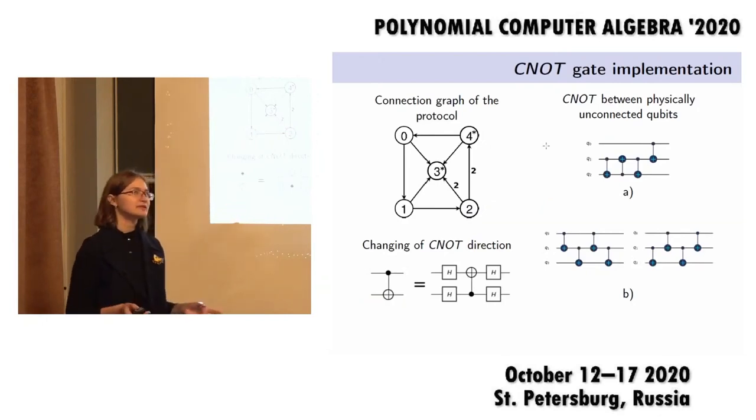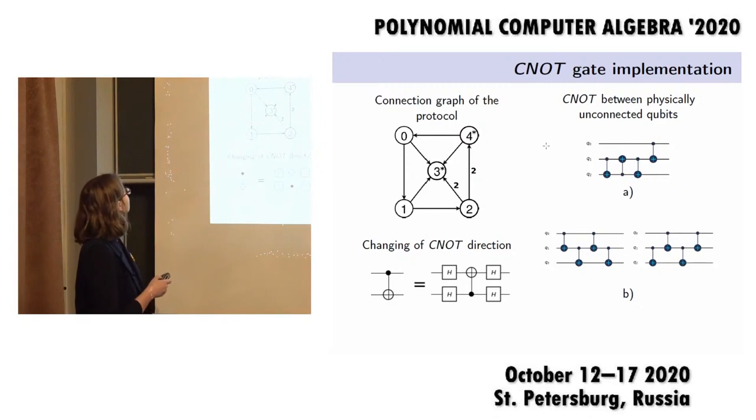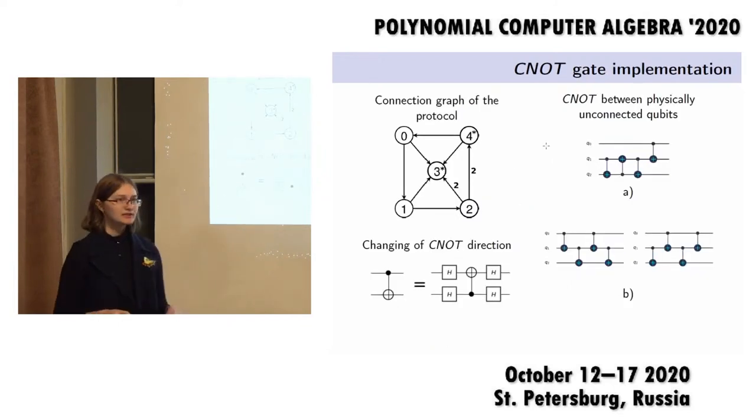What are the difficulties in implementation of the protocol on a particular device? Let's take a look on the connection graph of the protocol. Here are qubits of the protocol. Arrows indicate the directions of CNOT gates. This is multiplicity of the CNOT gates, and these qubits are measured. And if we compare this connection graph with any other connection graphs of the computers, we can see that some connections that are required to implement the algorithm are absent among devices.